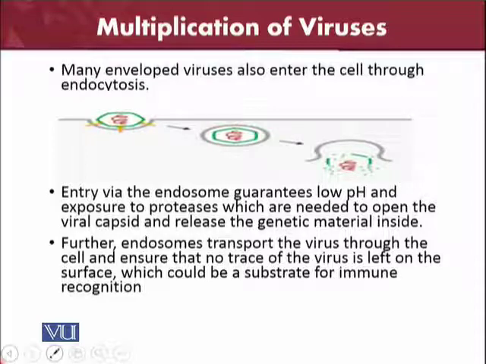Endocytosis guarantees the low pH and exposure to the proteases which are needed to open the viral capsid and release the genetic material inside. Of course, when the virus enters inside the host through endocytosis, the host is just considering it a food particle and engulfing it. So it is also granted that there will be low pH and exposure to proteases, so that the virus gets out and releases the genetic material inside for multiplication. The endosome transports the virus through the cell and ensures that no trace of the virus is left on the surface. Because it is engulfed just like a food particle, for immune recognition there will be no part left at the surface of the host.